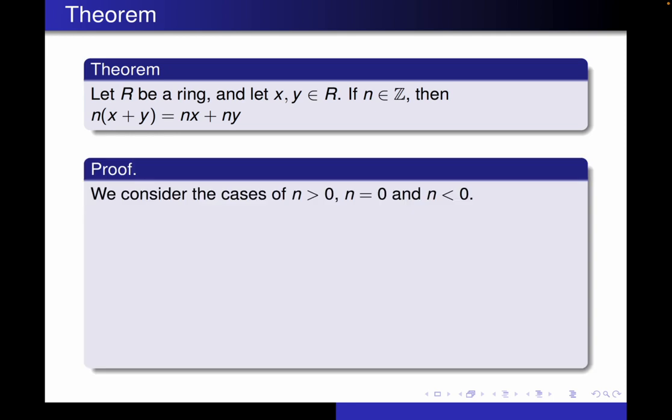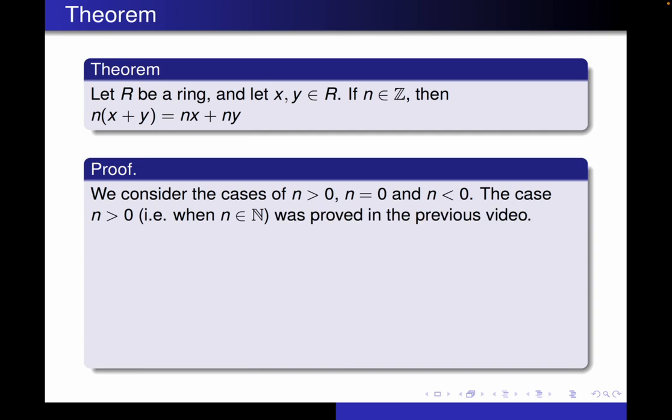All right, so what we're going to do is consider the cases of n greater than 0, n equals 0, and n less than 0 separately, and this is actually going to be very common for us to do. And for the case n greater than 0, we've already proved that, right? That means n is a natural number, and that was proved in the previous video. So if you forget how to do that, all we did was prove it by induction using the recursive definition of multiplication by natural numbers. That leaves us the last two cases where n is equal to 0 and n is less than 0.